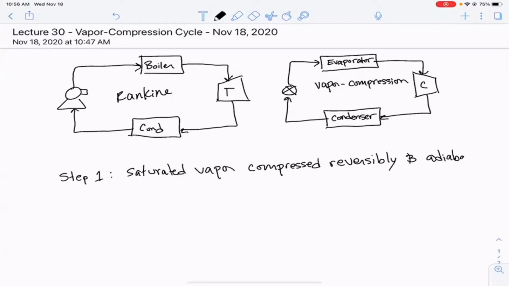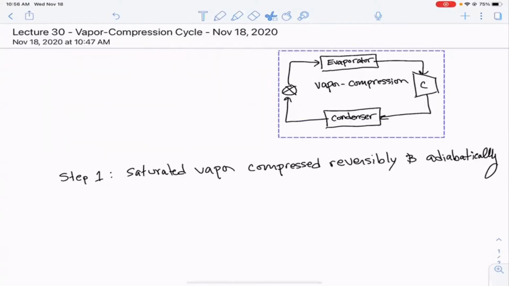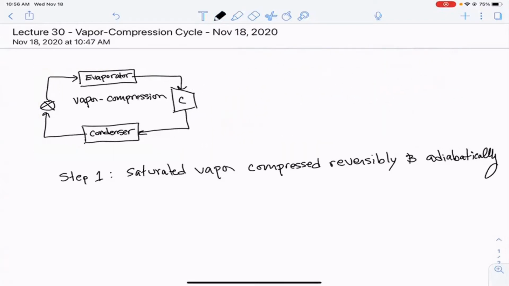Wait, Dr. Mustaine, are these the steps for the refrigeration? Yes, they are. And you know what? Just to avoid that confusion, let's do this. We've already made our analogy, so I'm going to get rid of that and move that over. And so this is our steps for the refrigeration cycle.